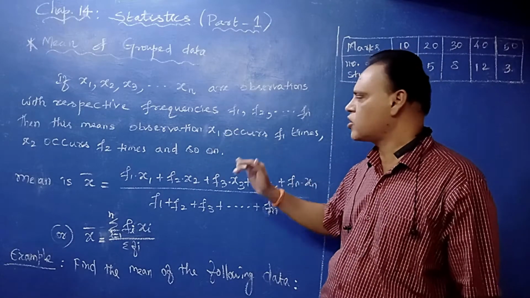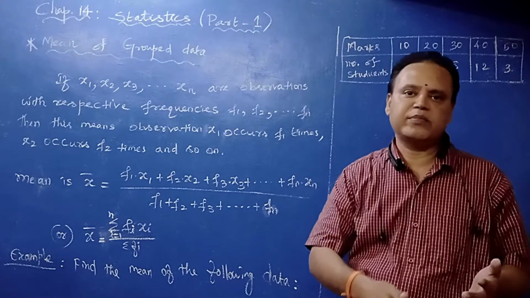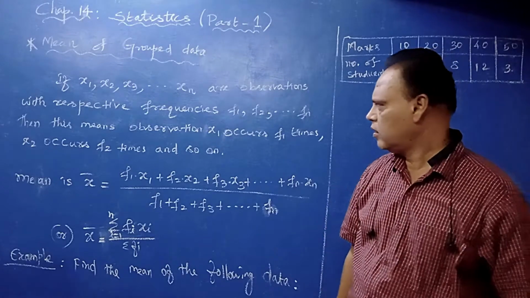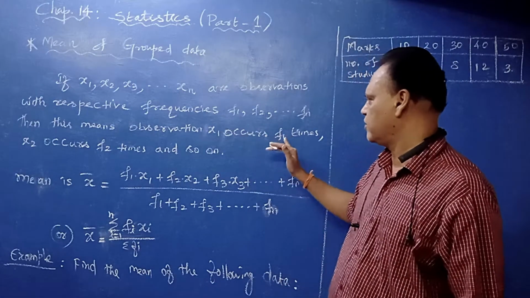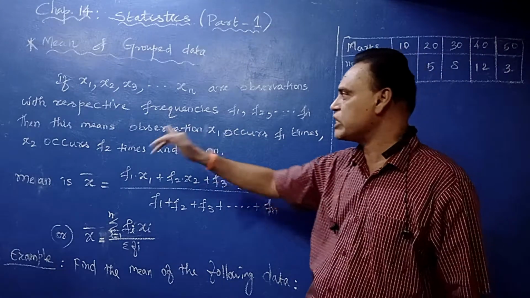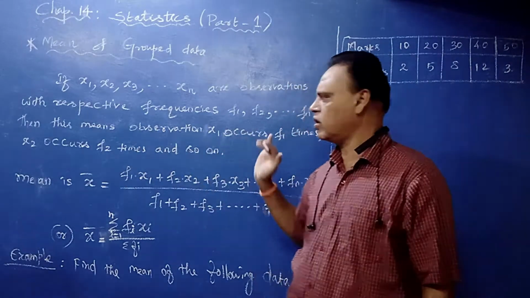Instead of writing 5 times, we can make the group. Same data repeating 5 times, so that we are using the frequencies. x1 occurs f1 times, then x2 occurs f2 times, and so on.